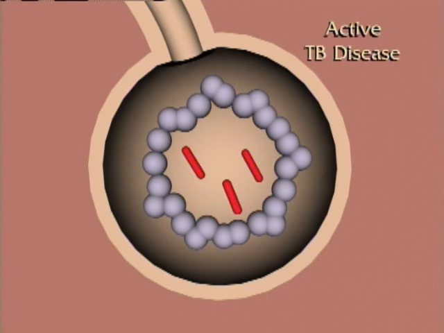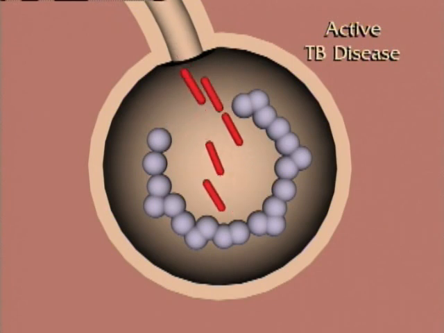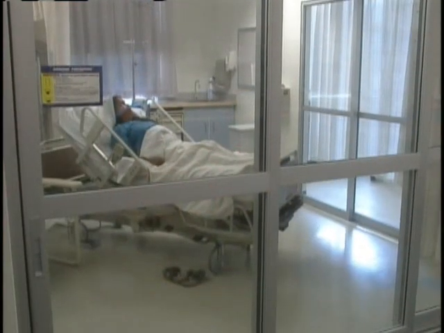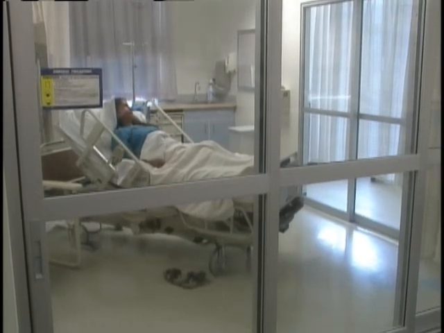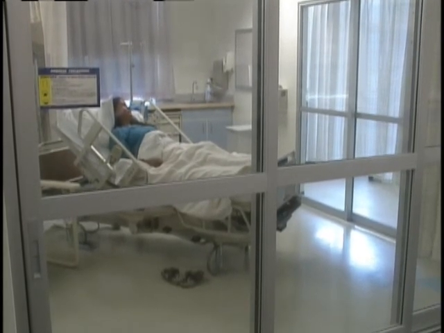However, an infected person remains at risk of developing active TB disease at any time. The bacteria can become active and multiply, especially if the immune system becomes impaired. The bad news is, approximately 2 million people in the world die each year from active TB disease.